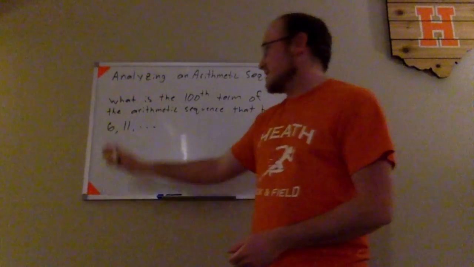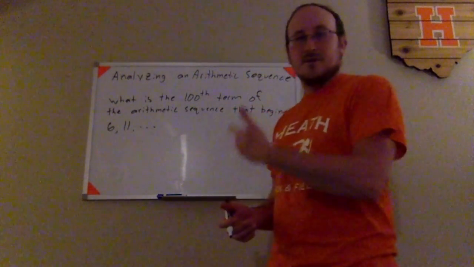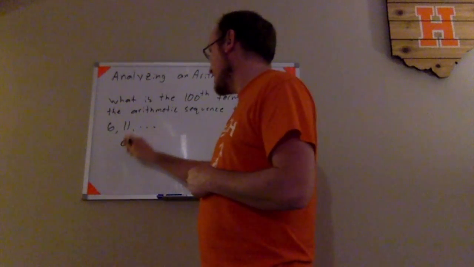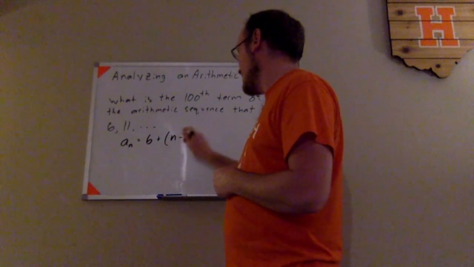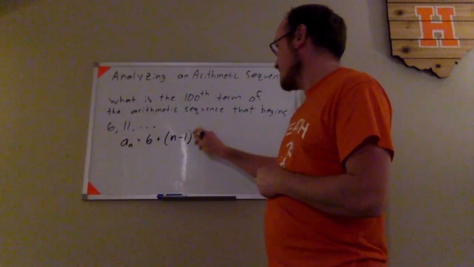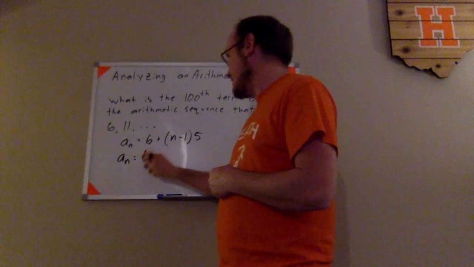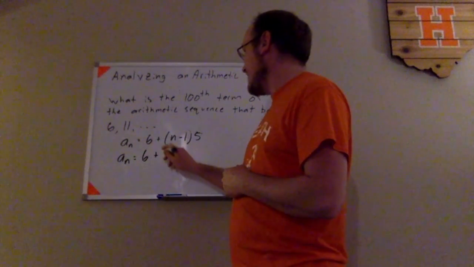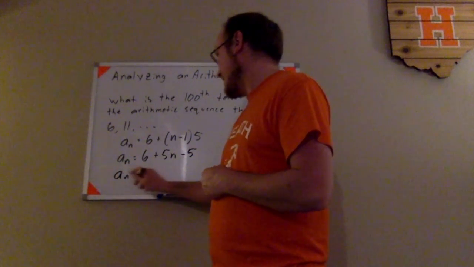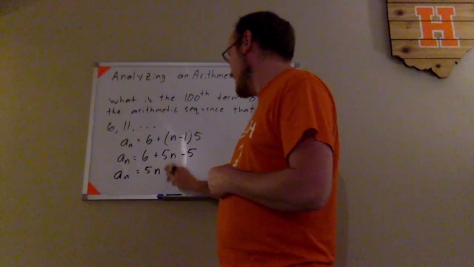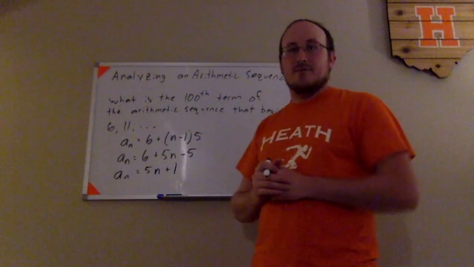So I know my common difference, I know my starting point, so I could go ahead and write an explicit formula like I've done in another example for this sequence. I could start off and say a sub n is equal to the first term plus n minus 1 times that common difference, which I just said was 5. Going ahead and simplifying this, I have 6 plus distributing the 5 in makes 5n minus 5, and combining like terms, I get a sub n is equal to 5n plus 1. So there is my explicit formula for the nth term of this arithmetic sequence.